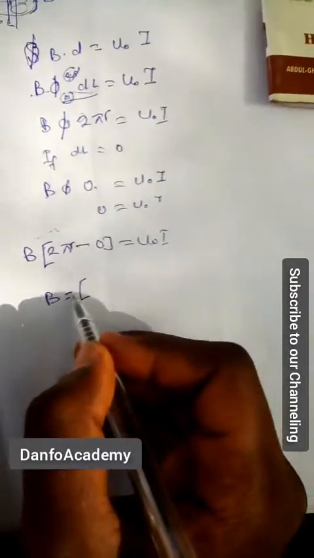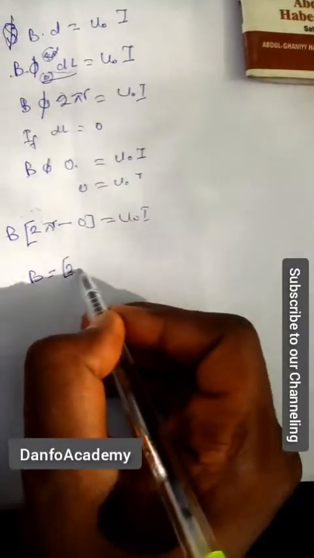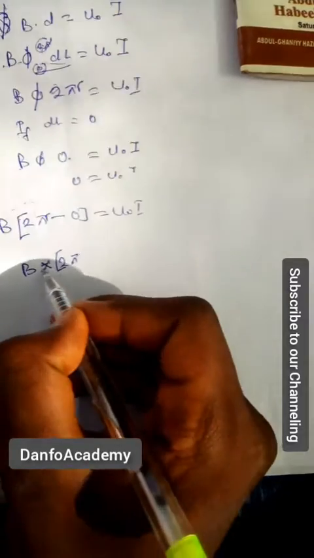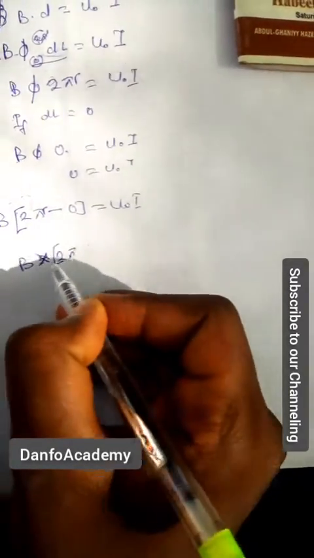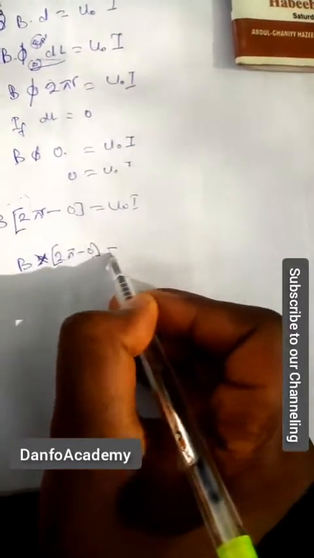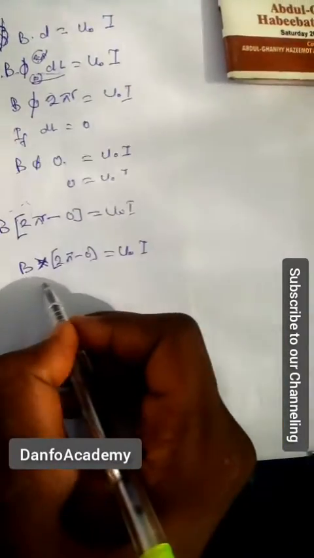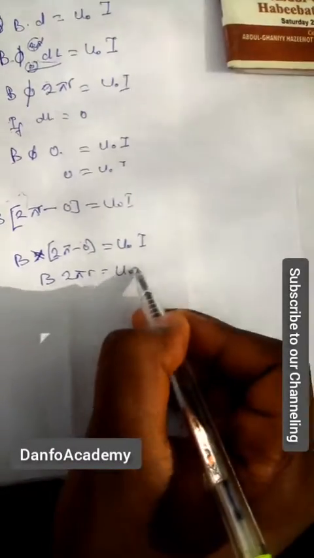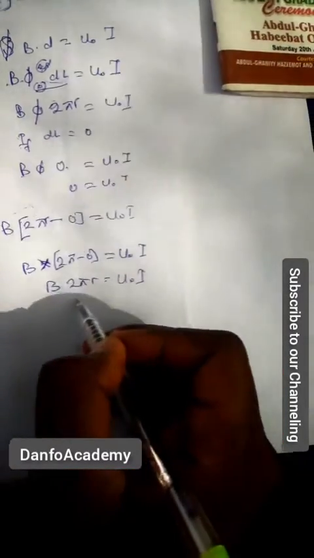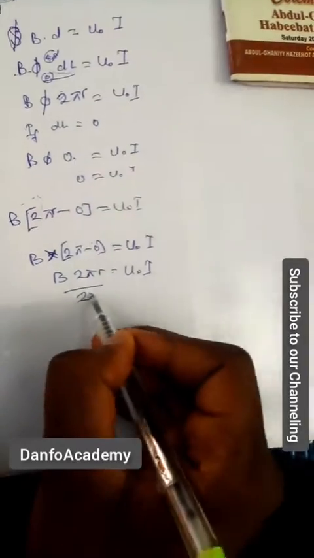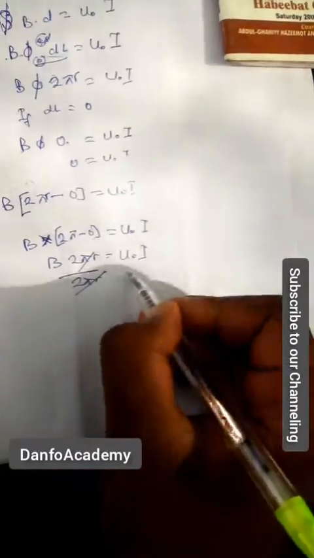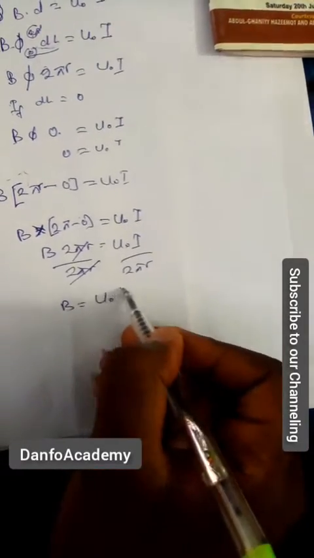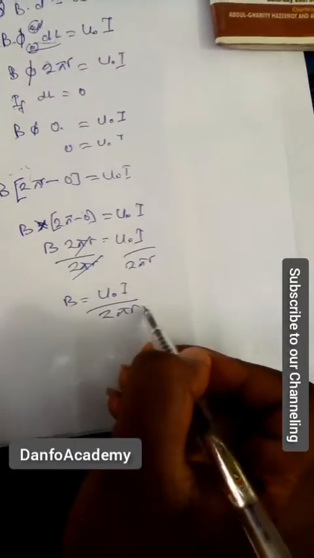That's the formula. So now you have to use your 2πR minus 0 equals what? This 2πR is multiplying this 2π minus 0 equals μ0I. So doing this, this will be B times 2πR equals μ0I. Make this flux density the subject of the formula. You divide this by 2πR. As you can see here, B equals μ0I over 2πR.